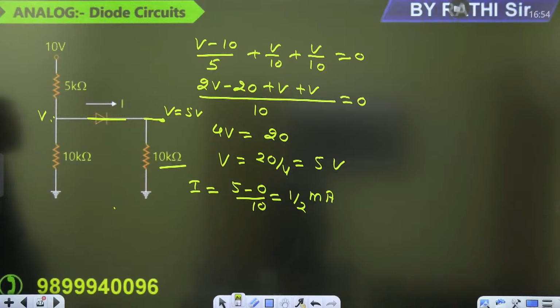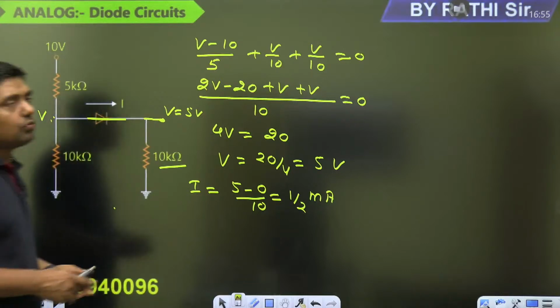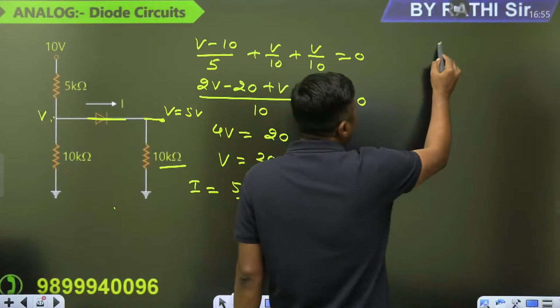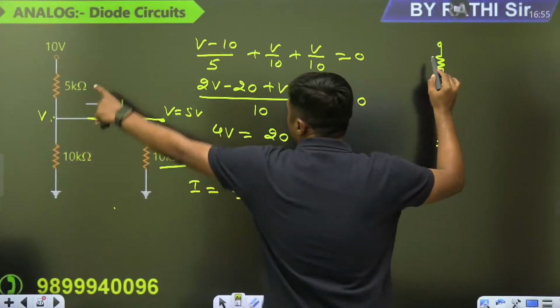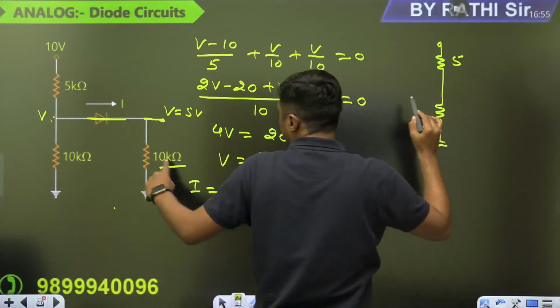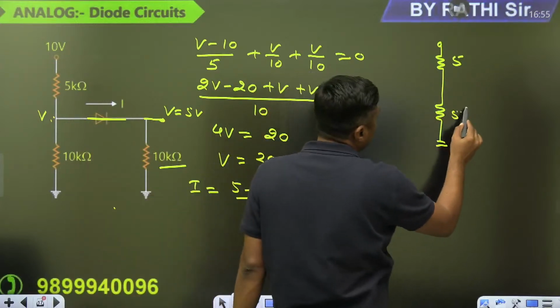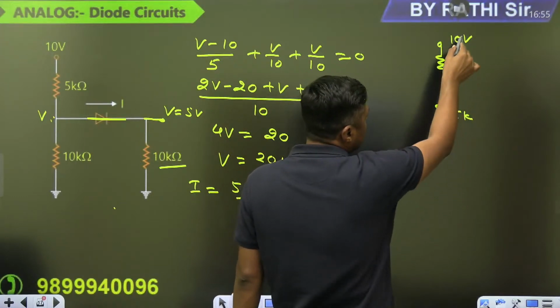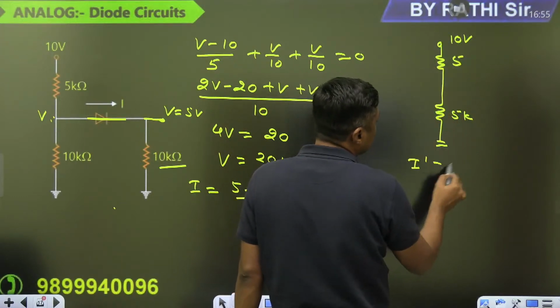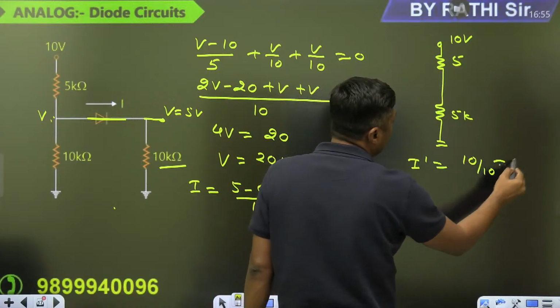You can also find the R equivalent, guys. The two 10 kilo ohm resistors are in parallel, giving 5 kilo ohm, and then 5 kilo ohm and 5 kilo ohm in series. So what is the current given by the 10 volt battery? 1 ampere. Quickly you can also solve. This is the 5 kilo ohm. 10 and 10 are in parallel, what is this? 5 kilo ohm. This is the 10 volt battery. So what is the R equivalent? 10. So what is the current given by the battery? 10 divided by 10, 1 ampere, 1 milliampere.